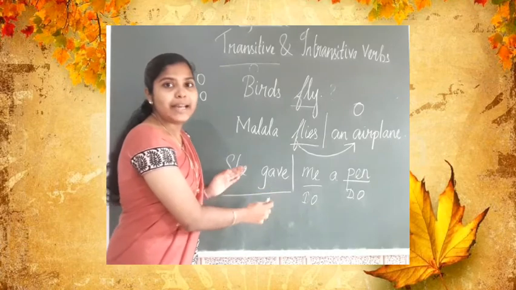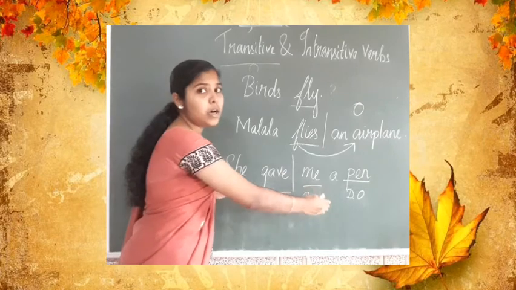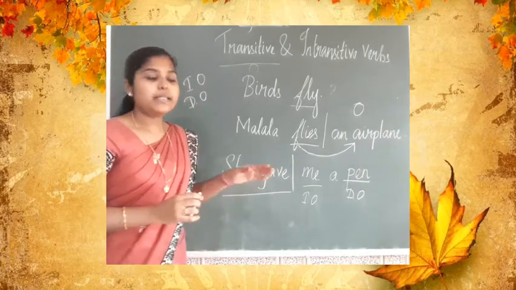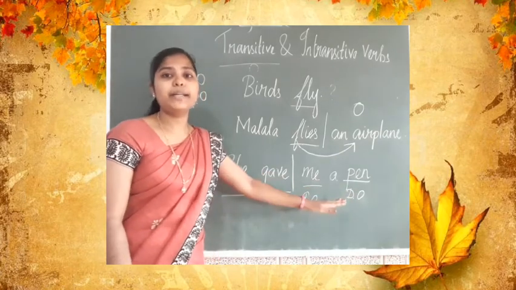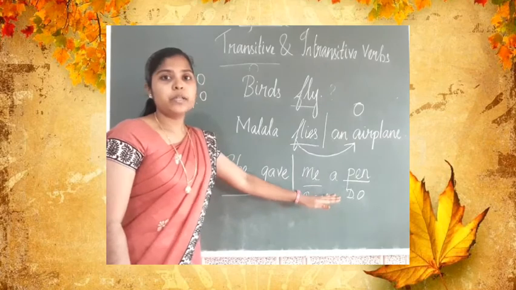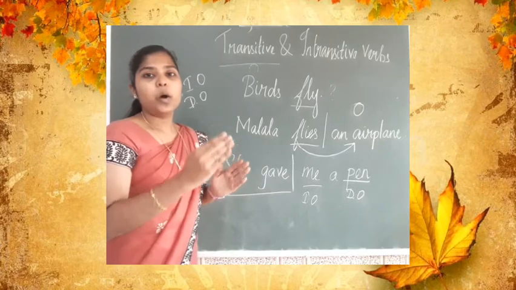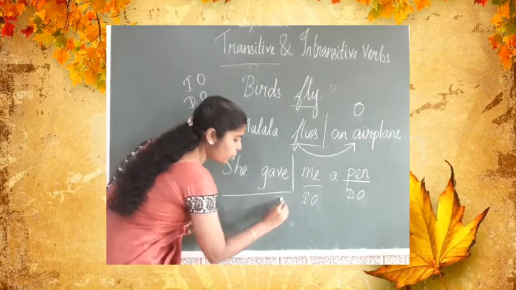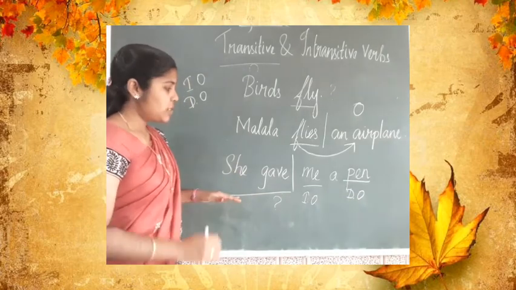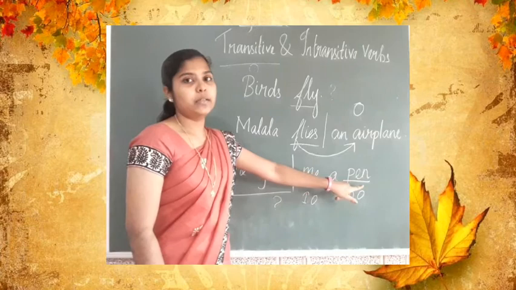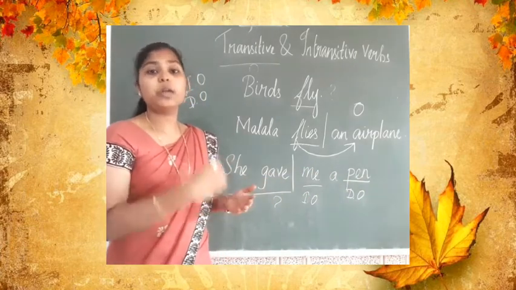This is not a complete sentence. If we need to complete this sentence, we need an object. We have to write a sentence with meaning. Without meaning or without completion, it won't be a complete one. She gave. What did she give? Or to whom did he give something? So, she gave me a pen. To whom? To me, or to her, or to him, or to them.